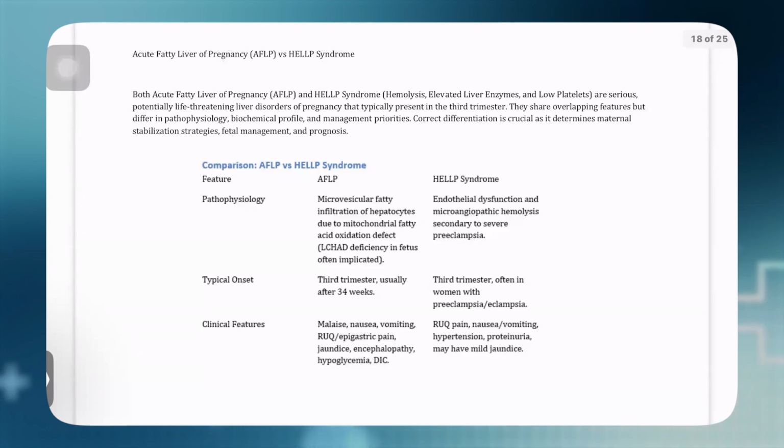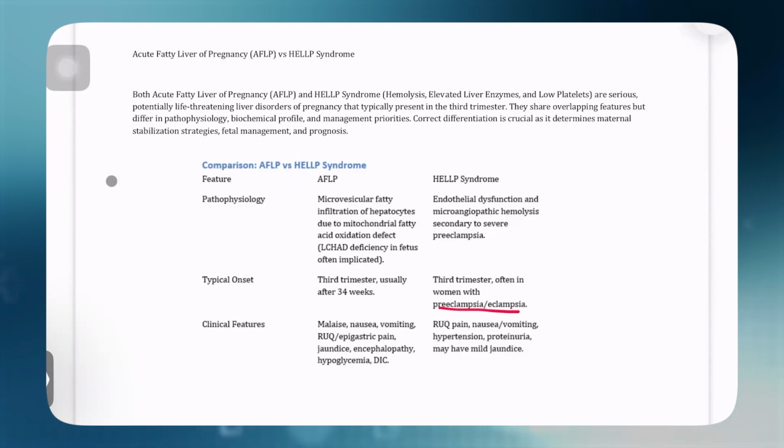Whereas in HELLP syndrome, it is diffuse endothelial dysfunction and DIC, a regional DIC-like picture, microangiopathic hemolysis secondary to severe preeclampsia leading to liver dysfunction. Just like in dengue fever, there is thrombocytopenia and regional DIC, so there is liver dysfunction in dengue also. But AFLP is direct hepatocytic damage. Typical onset is third trimester for both, usually after 30 weeks, but HELLP syndrome is usually seen in females with preeclampsia, eclampsia.